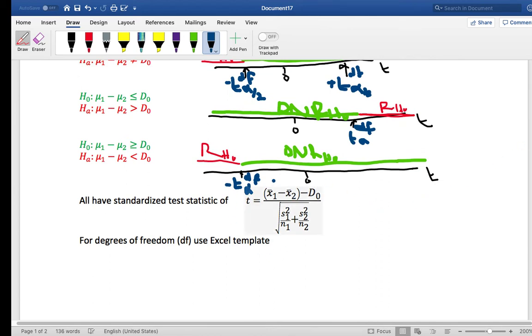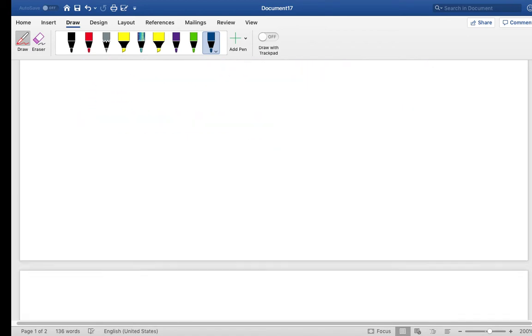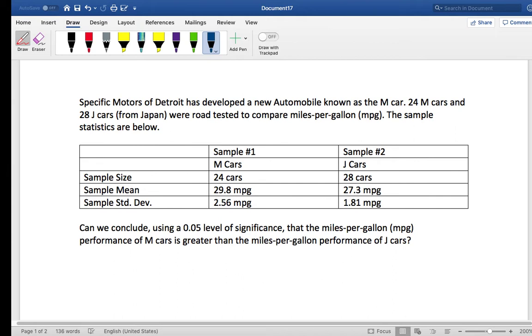And this looks very similar to what we did before as well. As I said, the only difference is that instead of having the population standard deviation, we have the sample standard deviation. So let's actually look at an example. It's a follow-on example from the one we did before. We're still looking at the American and Japanese cars comparison, and we're comparing the actual miles per gallon.